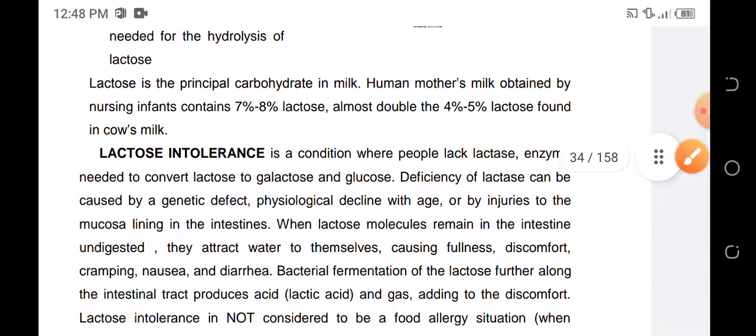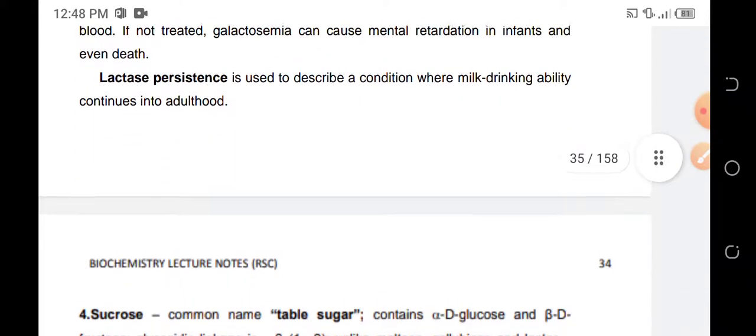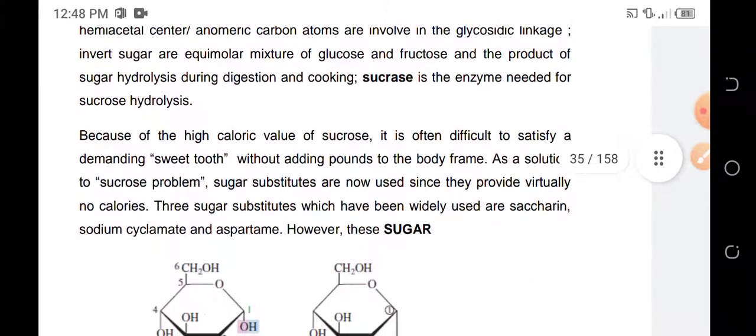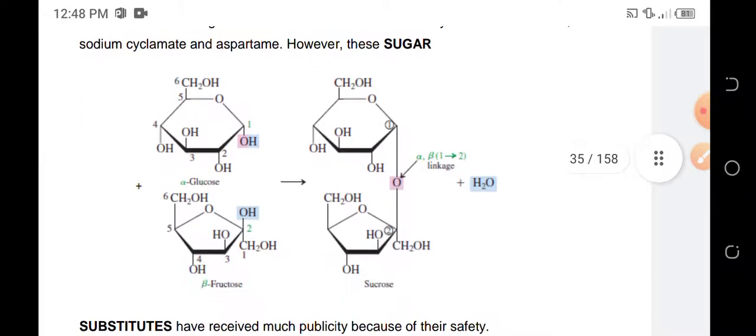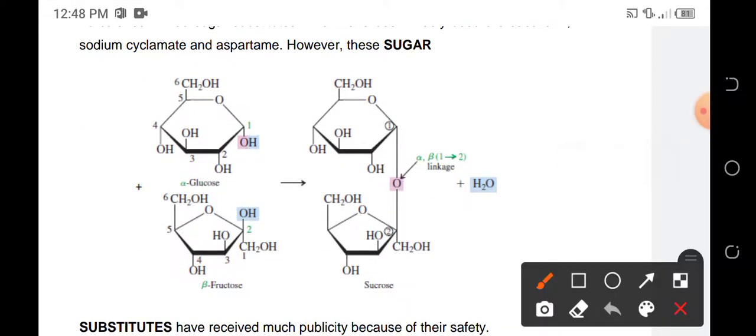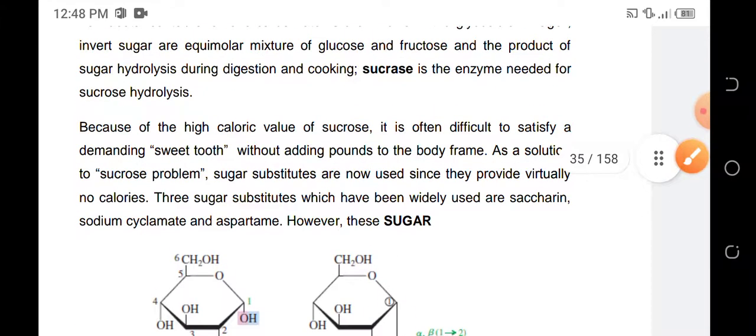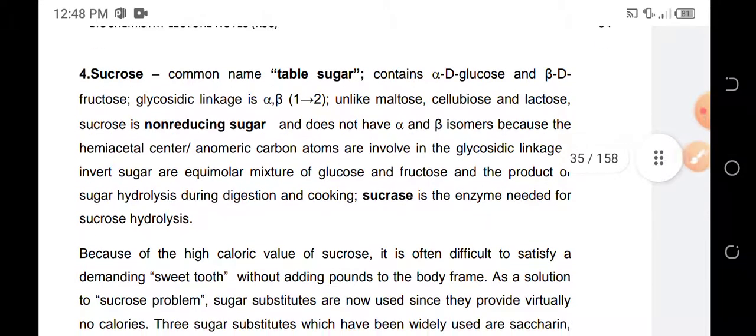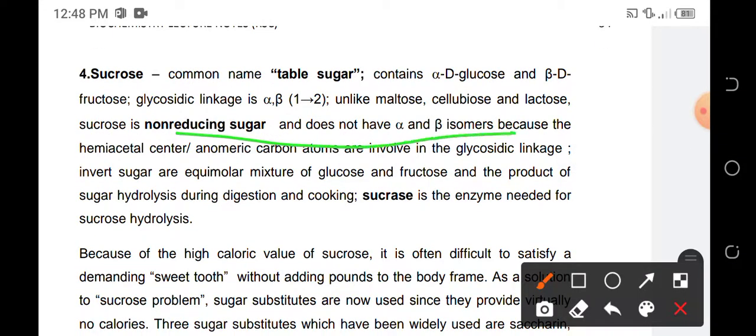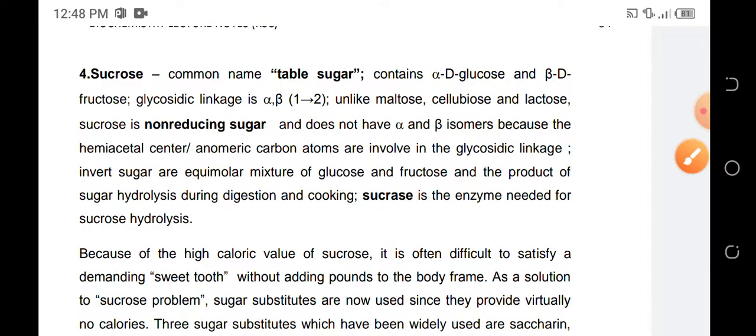Pero kay sucrose, hindi pwede kasi both the hemiacetal carbon atoms from the two monosaccharides are involved in the condensation reaction. That's why it is known as the non-reducing sugar, kasi wala siyang alpha and beta isomers or anomers. Okay, the enzyme that could break down this sucrose is known as sucrase.